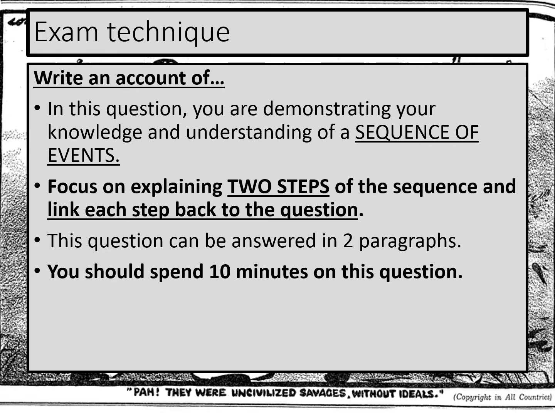Our next question type this week is a write an account of. This is an 8-mark question. So in this particular type of question, what we're doing is we are demonstrating your knowledge and understanding of a sequence of events, a sequence of things that happen. You can explain 2 steps at least of the sequence and link each step back to the question. It will be done in 2 paragraphs in around 10 minutes.